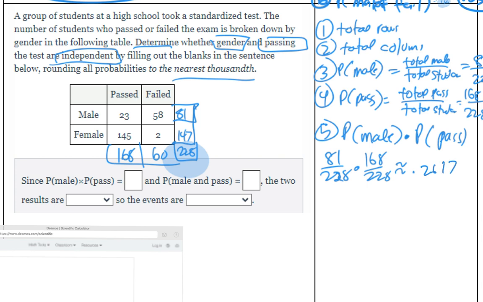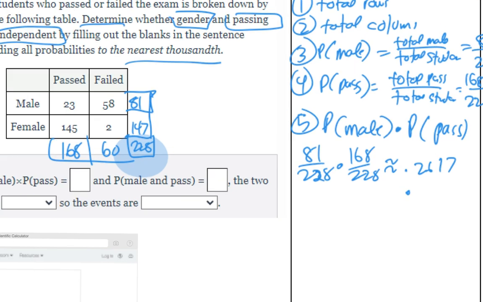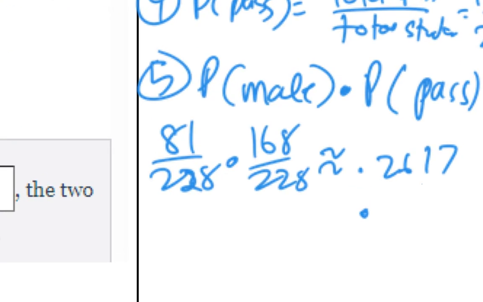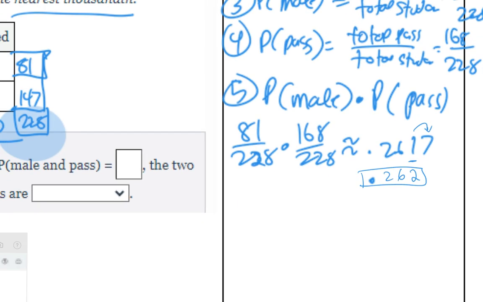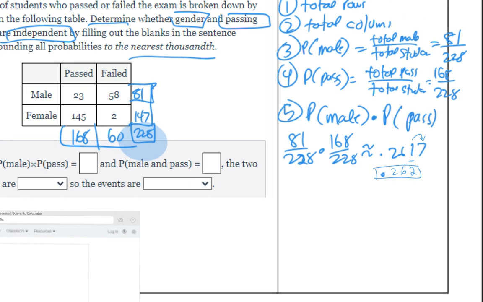If we put that into our calculator, that's going to give us approximately 0.2617. But remember, we want it to the nearest thousandth, so let's underline that thousandth. The thousandth is going to be that 1 right there, so we're looking to that 7 to tell us what to do with that 1. We're going to raise that 1 to a 2. Then we're going to bring down the 6 and the 2. So the answer on number 5 for the multiplying is 0.262.